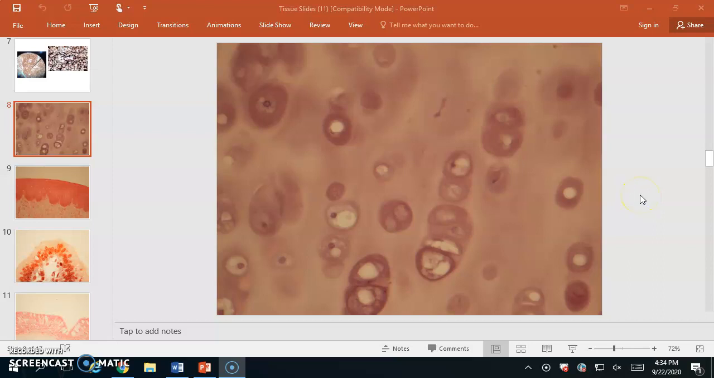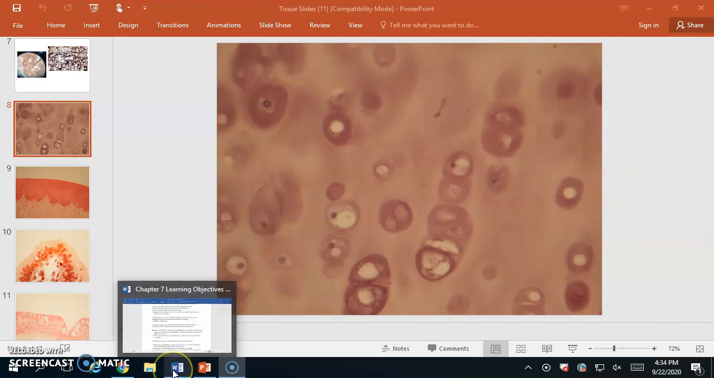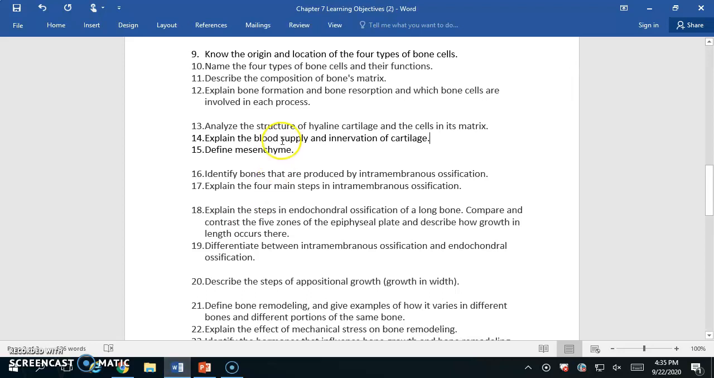All right, A&P1 students, in this video we're going to continue talking about our skeletal system. So let me real quick jump to our objectives. In the last videos we talked about the different types of bone cells, and we also talked about bone formation and how it differs from bone resorption. So now we're going to continue with bone formation and talk a little bit more in detail about how that happens in the human body.